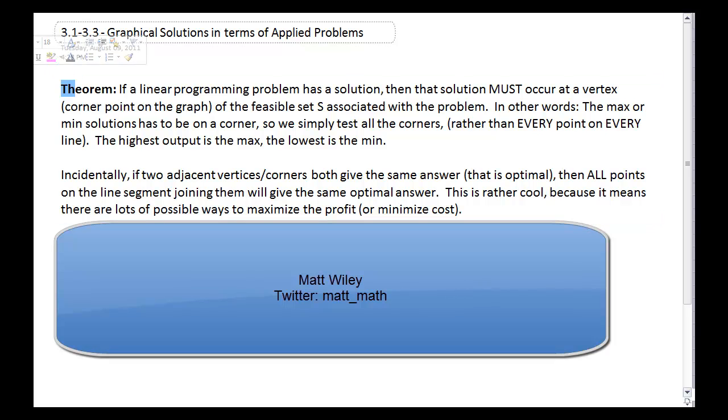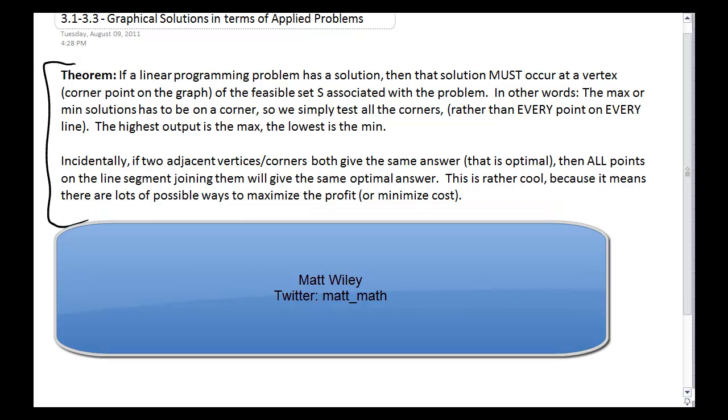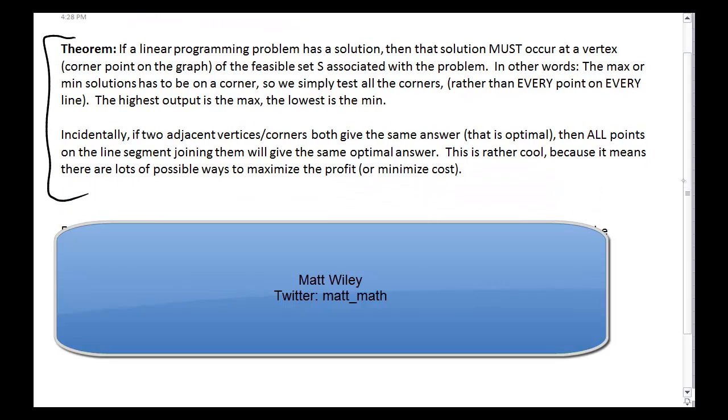So first of all, even though there's no good reason at the moment, let me just talk about a theorem. If a linear programming problem has a solution, then that solution must occur at a vertex of the feasible set S associated with the problem. Like all theorems, this is very formal, very strict. Math theorems are all about being very precise and saying exactly what we mean, no more, no less. You want to get as much out of a theorem as you can, but you don't dare say anything that's not true. So they're worded very cautiously.